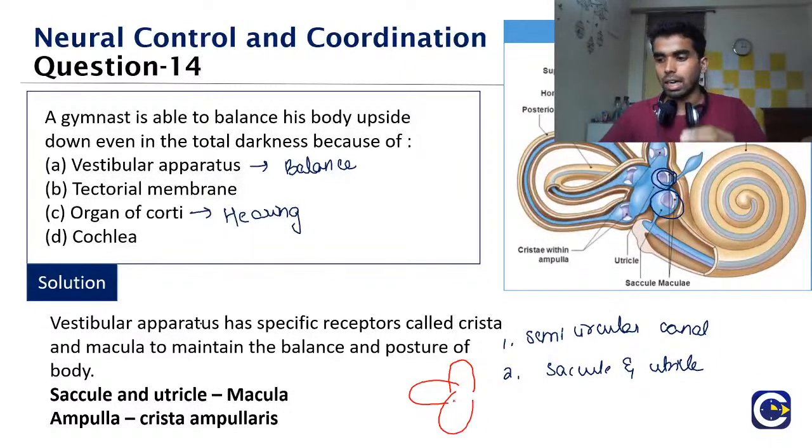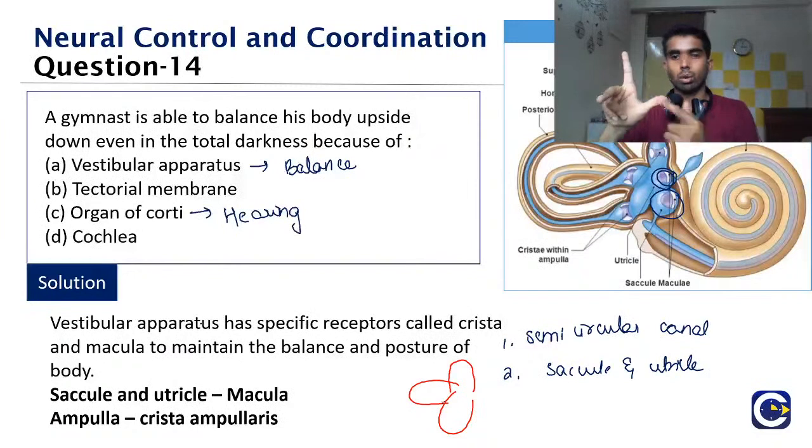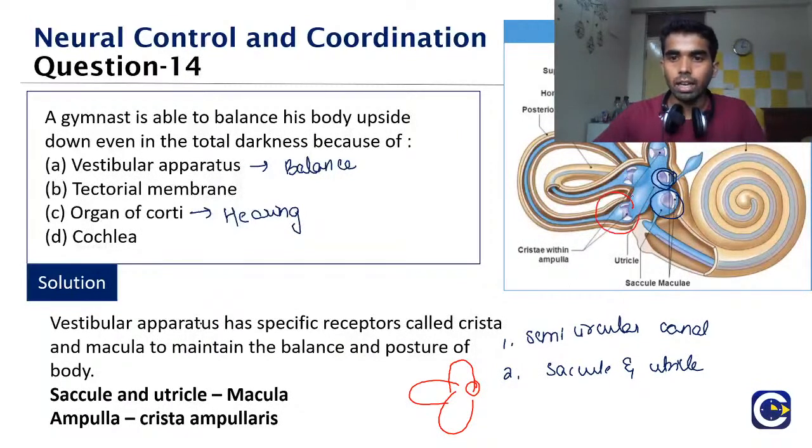They are present at right angles to each other. It is like one is present on the y-axis, one on the x-axis, and the other one on the z-axis. So they are perpendicular to each other, present on all three axes. At the end of the semicircular canals, there is one swelling present. See this swelling over here, it is known as the ampulla. And in this ampulla, a specialized receptor is present, known as the crista ampullaris.